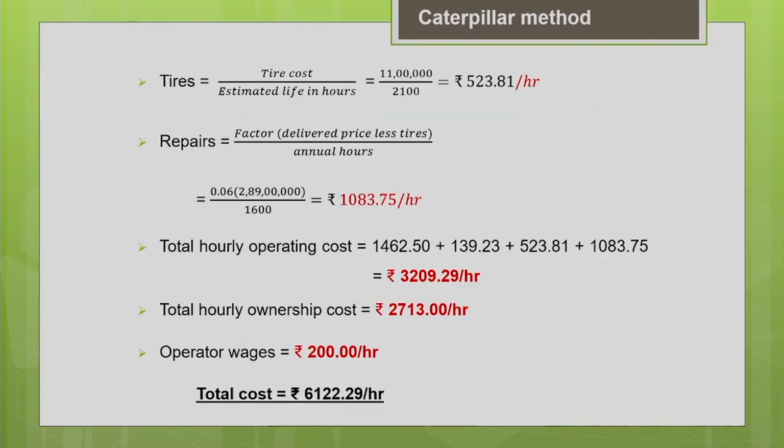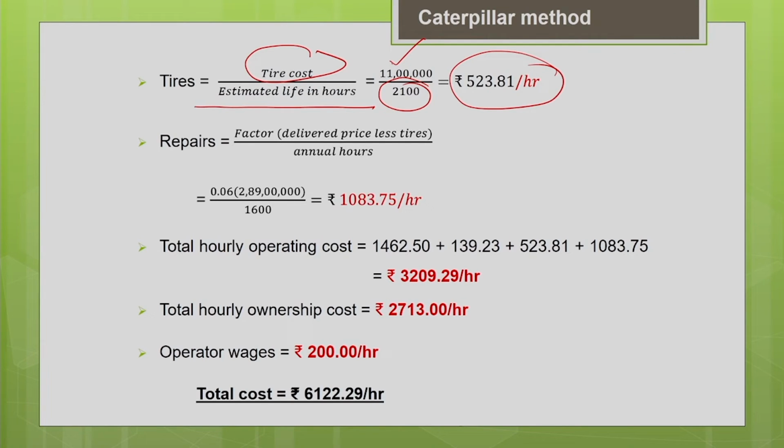Now let us estimate the tire cost. So tire cost is nothing but the cost of the tire divided by the estimated life of the tire in hours. The cost of the tire is given to you in the problem, 11 lakh, divided by the estimated life of the tire. It depends upon the project working condition, and you can get it from the equipment manufacturer or from your past records. In the question it is given as 2100 hours. You can divide it and get the hourly tire cost as rupees 523.81.